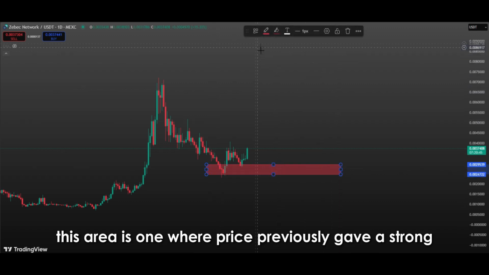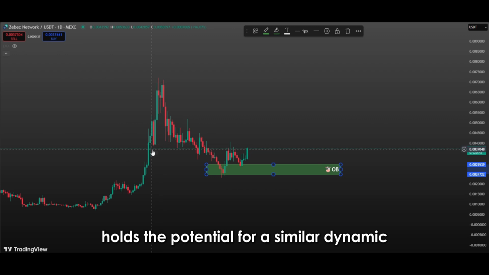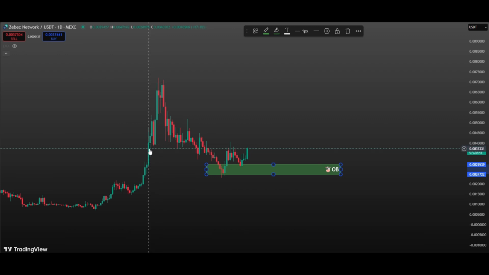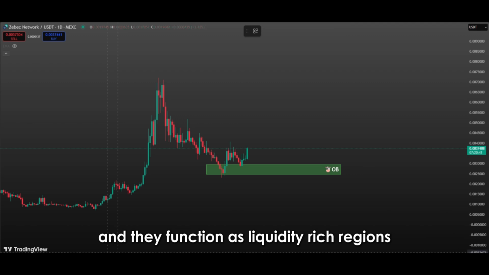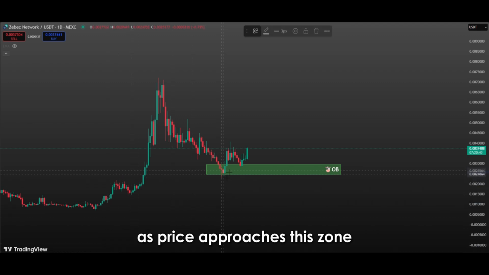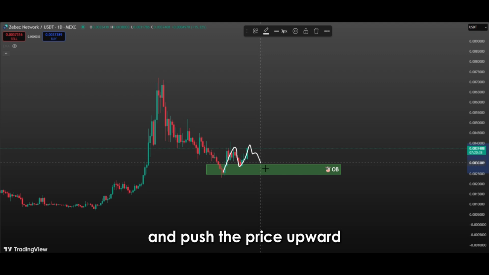This area is one where price previously gave a strong upward reaction and currently holds the potential for a similar dynamic. These types of zones are where institutional buyers, namely high-volume investors, typically execute their trades, and they function as liquidity-rich regions that often serve as strong support levels. As price approaches this zone, it is highly likely that buyers will re-enter the market and push the price upward.